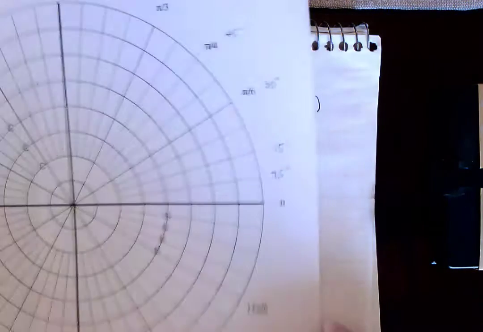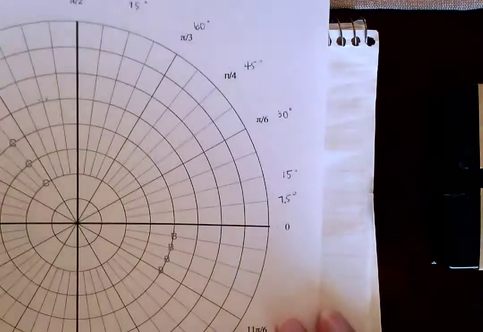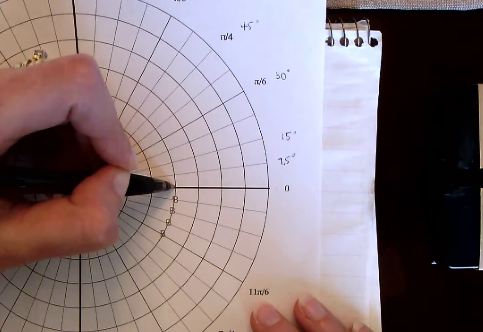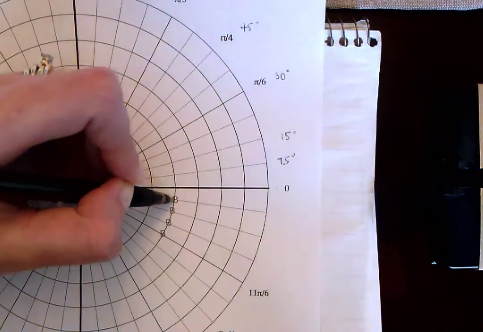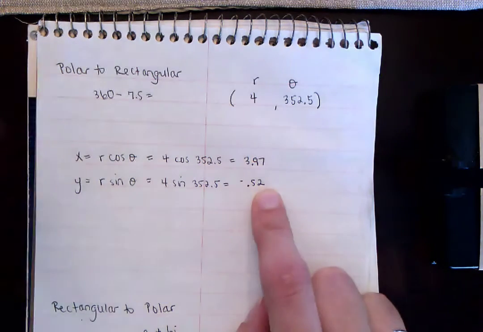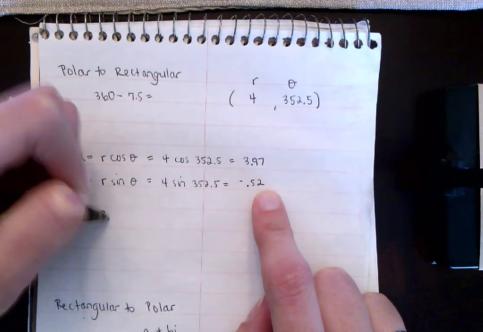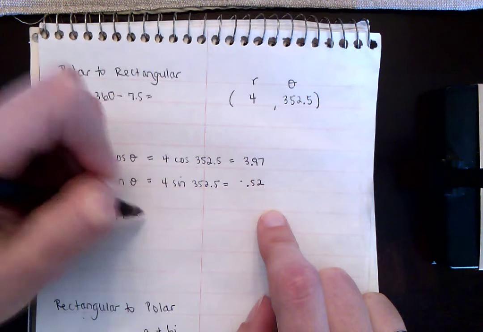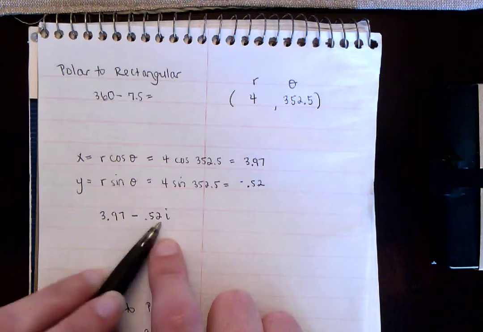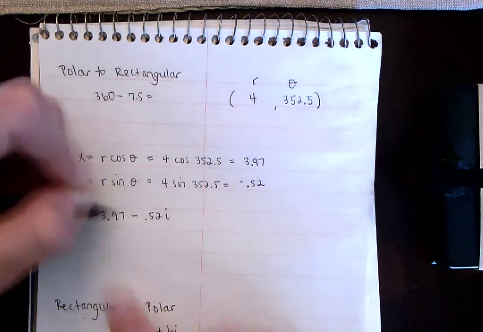So again, if this represents 1 all the way down on this thing, then it looks like we go right 3.97 and then down about negative 0.52. So those are our coordinates, and if we want to write them as a complex number, we can say 3.97 minus 0.52i. Because remember, it was a plus bi, so we can write it like that. Okay? So, yeah, that's the answer for that one.